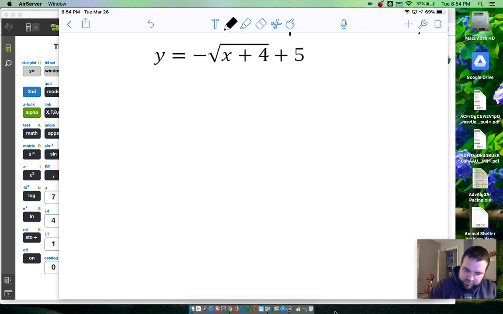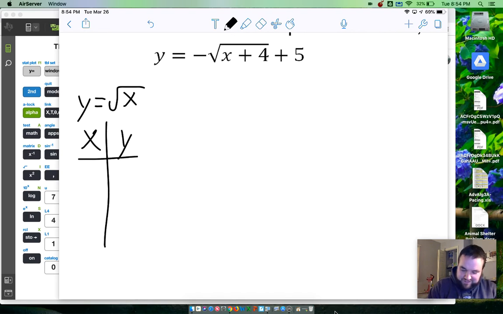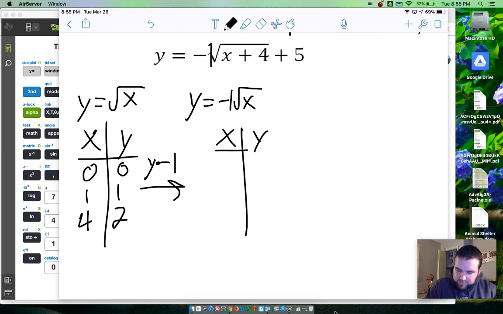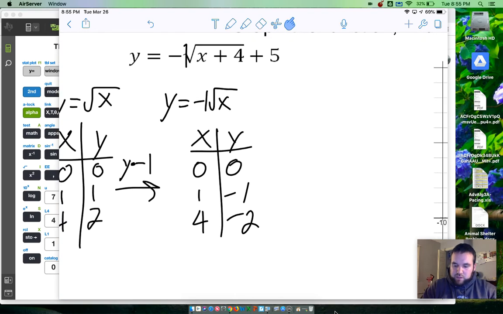Again, going to start with just y equals the square root of x. 0, 1, and 4, giving 0, 1, and 2. I then am going to introduce the negative sign, which means the y values I'm going to multiply by -1. Remember, you can always put the 1 in there if you want to. So x, y, I've got 0, 1, and 4 still. If I multiply my y coordinates by -1, those just become negative, so -1 and -2.